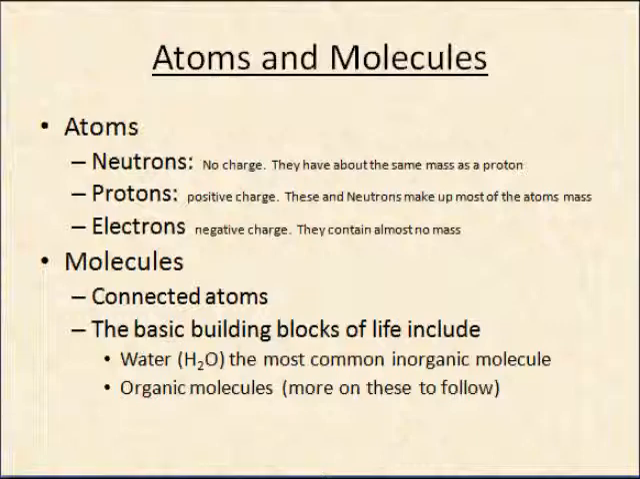Then there are protons, which are positively charged. Now, neutrons and protons have a certain amount of mass, about equal to one another. When we are talking about the mass of an atom, we are counting up the number of protons and neutrons that exist in that atom. Electrons also have a charge. They are negatively charged, as opposed to protons, which are positively charged. They contain very little mass at all, and so it's not an important factor in evaluating the overall mass of an atom.